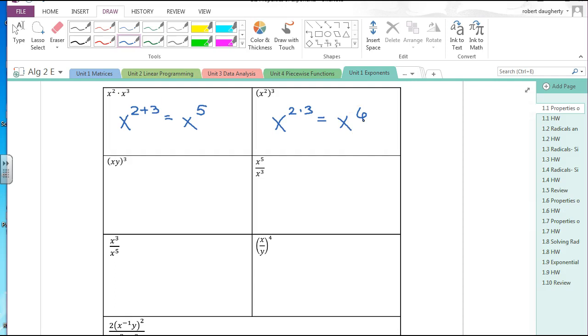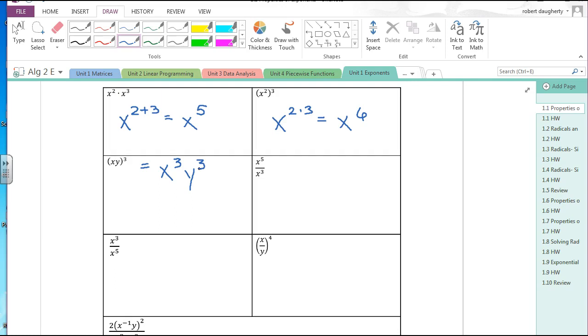The next one here. What is being cubed? X and y. Both of these are cubed. So this is x cubed, y cubed. Can I simplify this and add the exponents? Why not? Two different things. If this were x cubed times x cubed, that's x to the 6.